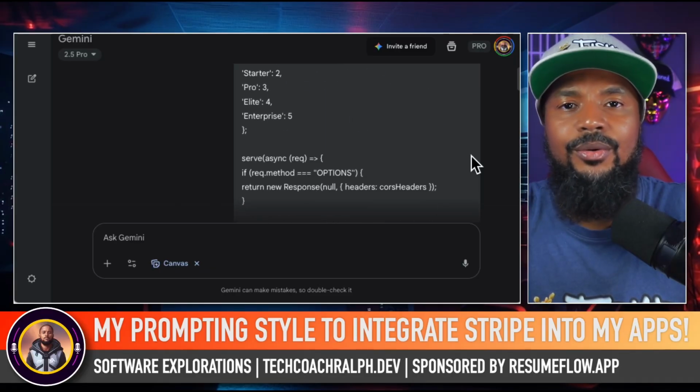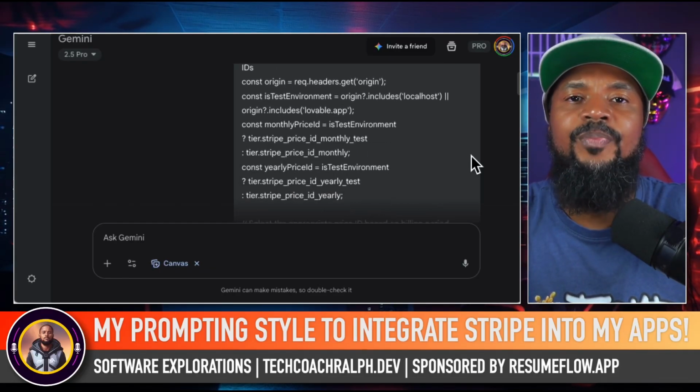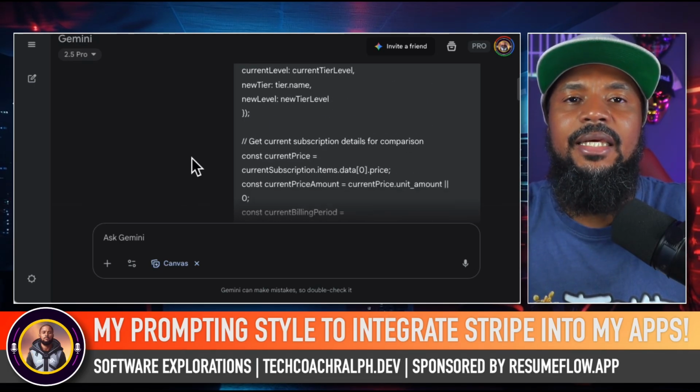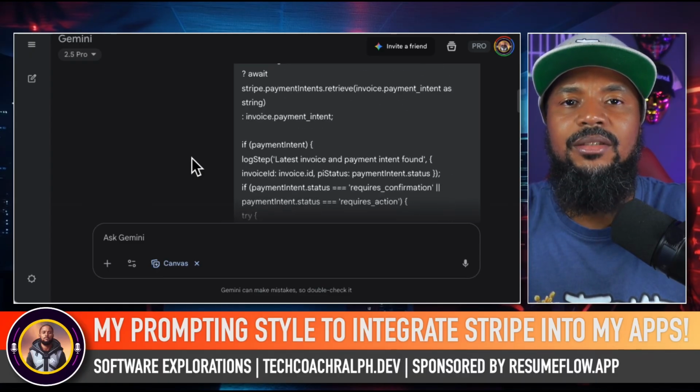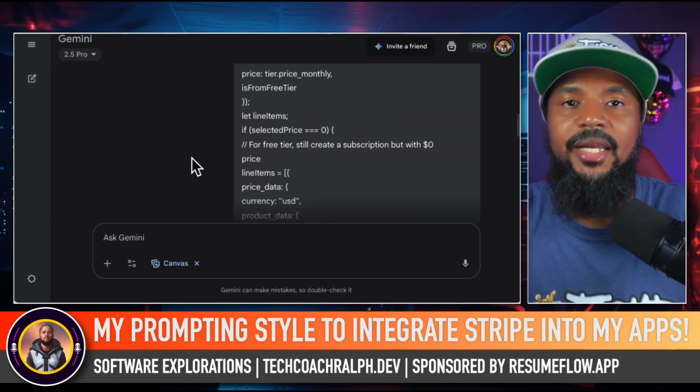So I copied all the code. I don't even care what the code is right now. I just copied the whole entire code into the Gemini prompt, and it's going to, so let's go down to the bottom. It's a lot of code, but it takes it though, right?